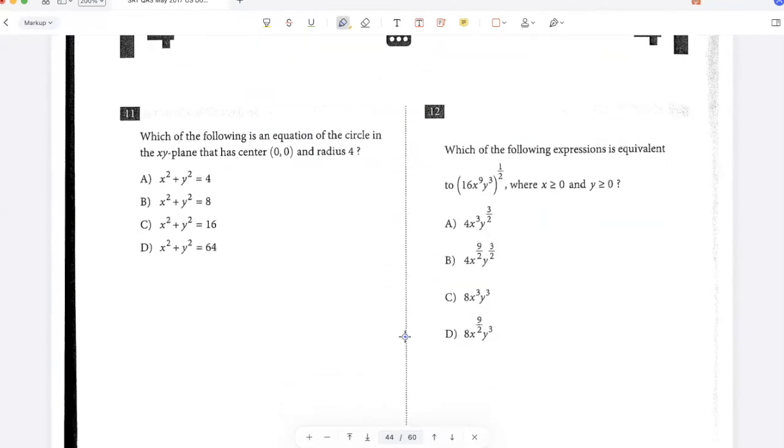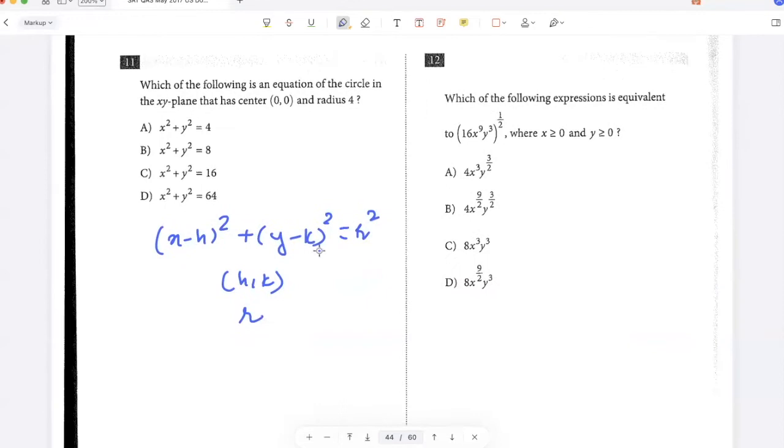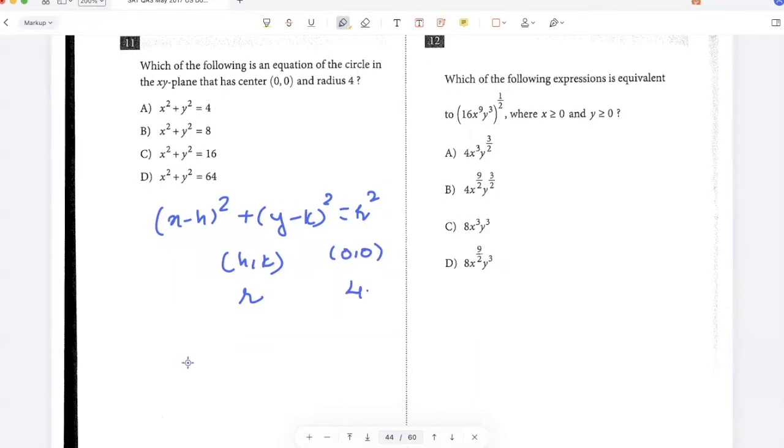Which of the following is an equation of the circle in the xy plane that has a center 0, 0 and radius 4? So (x minus h) whole squared plus (y minus k) whole squared is r squared. This is the equation of a circle where the center is (h, k) and the radius is r. So center is 0, 0 and the radius is 4. So we would have x squared plus y squared is 16. So C.